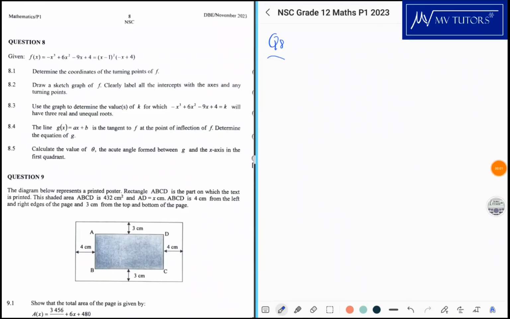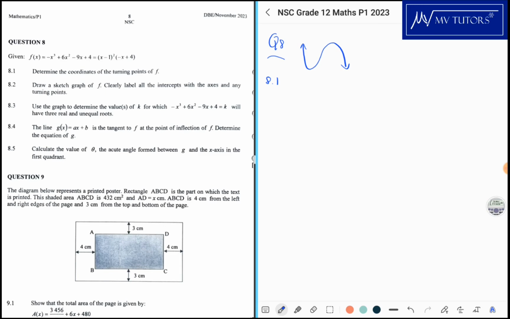Question 8. All right, so given the cubic function, they were very generous. They wrote it in for us in the form of ax cubed plus bx squared plus cx plus d, and also they have gotten the factorized form for us, so that's quite nice. Now it says for 8.1, determine the coordinates of the turning points. Remember, by the way, this is a negative cubic function, right? So it ends up with the sad face. All right, so this is how it looks.